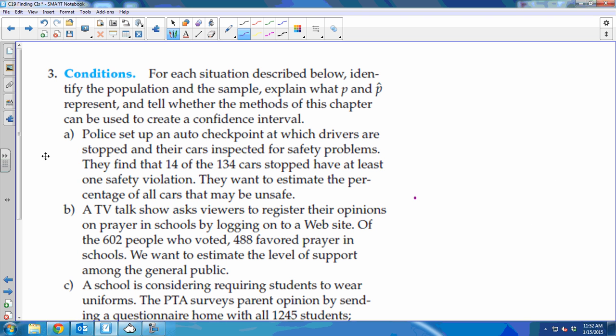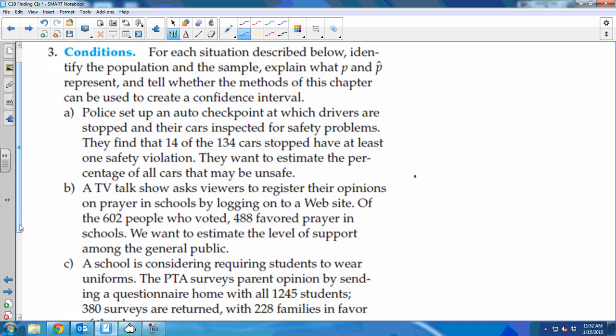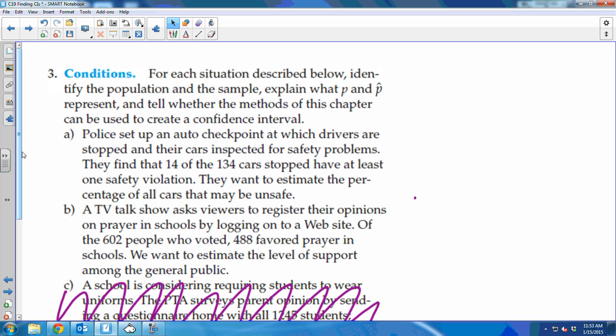All right, we're only going to do the first two of these. All we're doing, though, is following the directions. We're not actually calculating any intervals. So it says, for each situation described below, identify the population and the sample. That means you need to tell me what the population is and what the sample is.